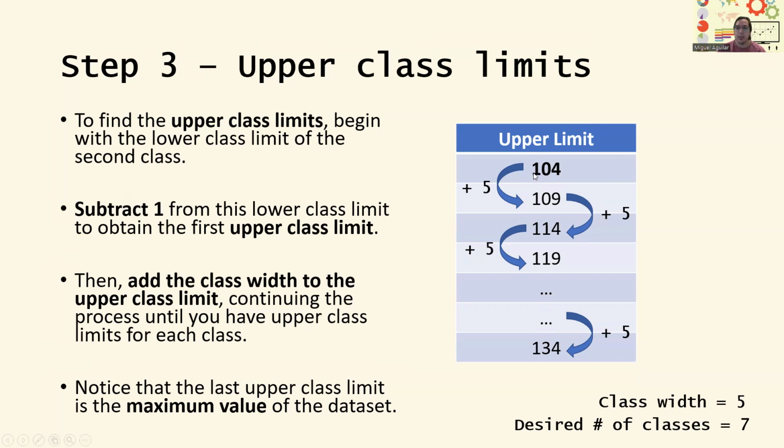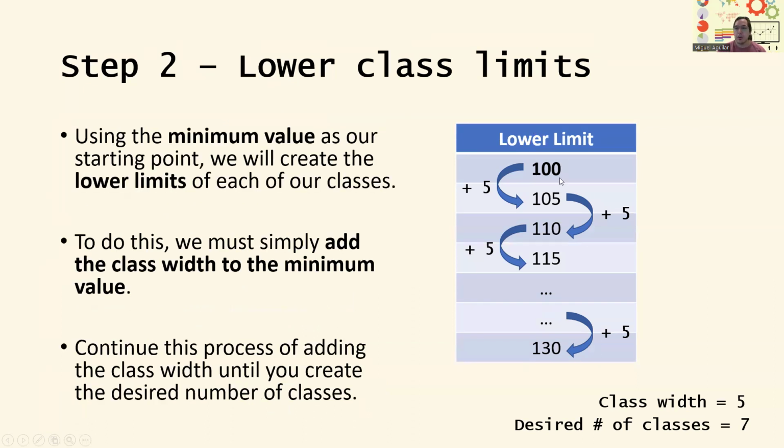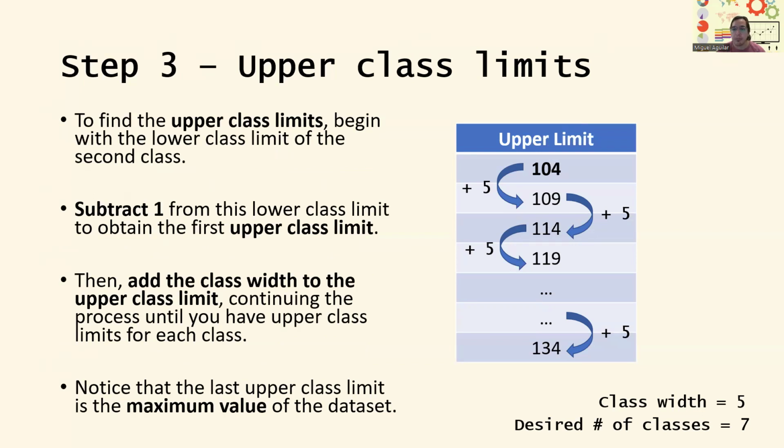Okay. So again, the second class over here for our lower limits was 105. So to start off on our upper limit, we just subtract 1 from that. So we're starting at 104. Then we add our class width 5 to get 109, add 5 more to get 114, and so on and so forth until we get our 7th class upper limit, which is 134. Okay, and notice that that last upper class limit is going to be the same as your maximum value from the data set.